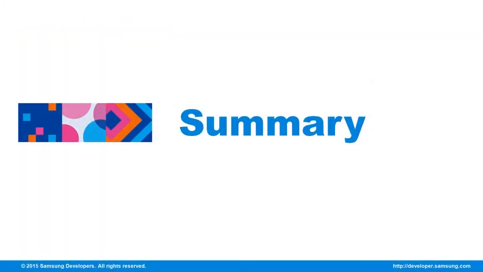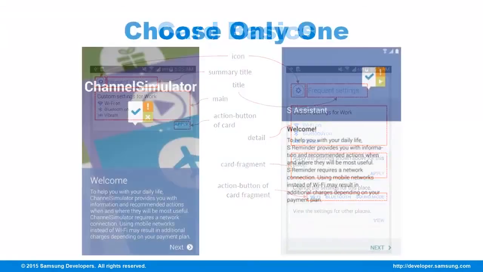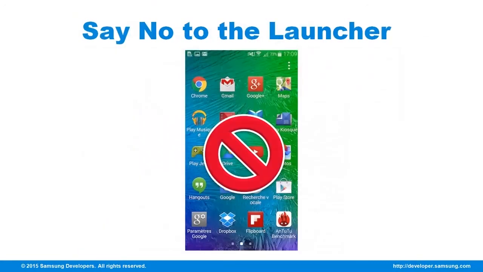Now let's wrap up this episode. The cards aim to provide a great user experience. Keep the content concise for efficient relay. Both apps aim to serve the card providers, but only one can be installed. The Assistant should be the only one to launch the app.